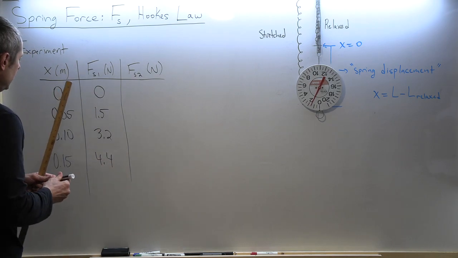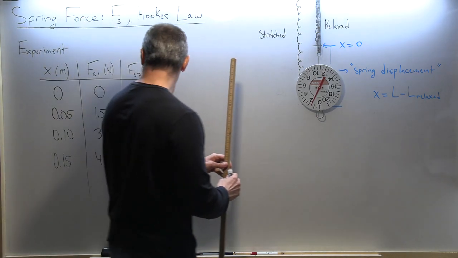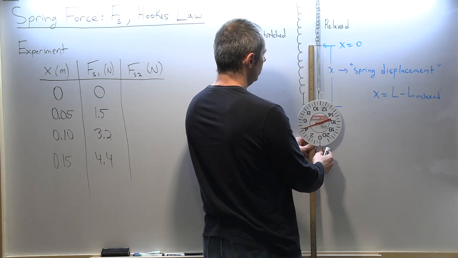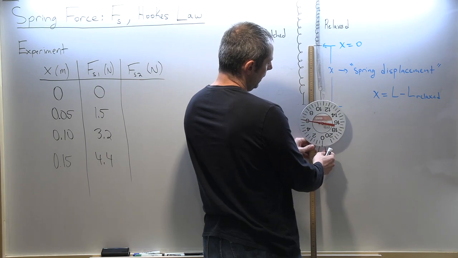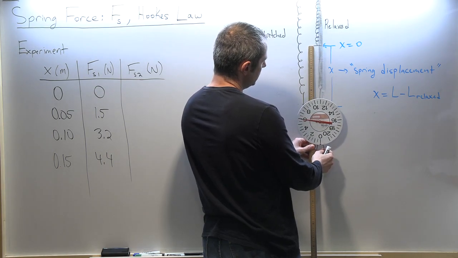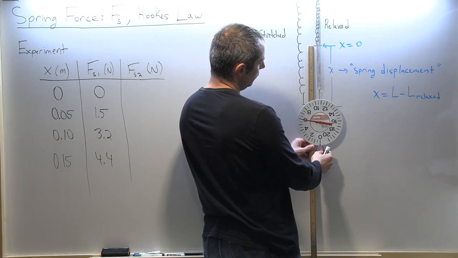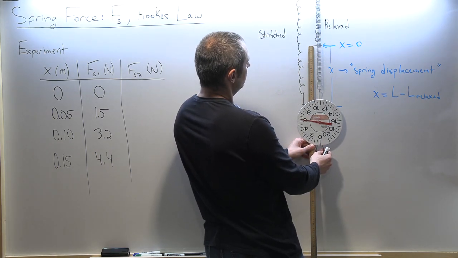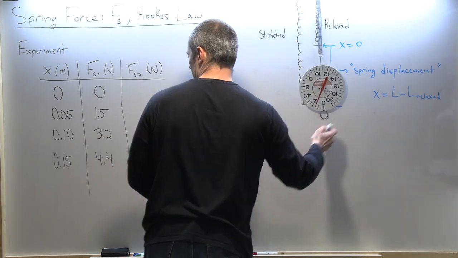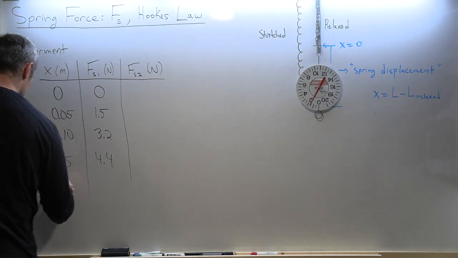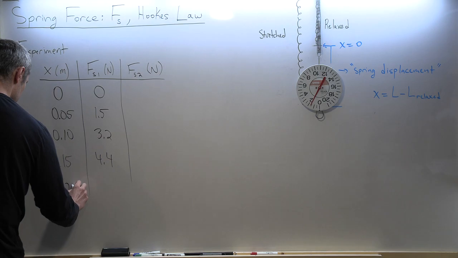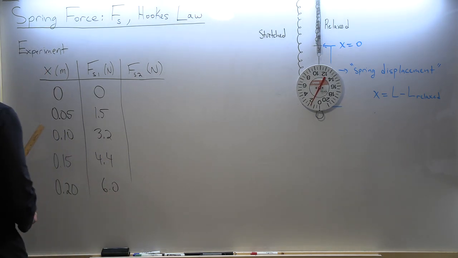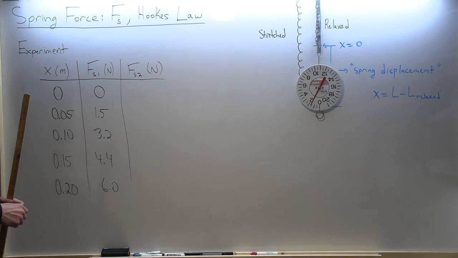So again, it's increasing as we stretch. Now we're going to go to 20 centimeters beyond equilibrium, and I get about, let me shake the friction out of the spring scale, somewhere around a little less than 6, well, looks like about 6. So at 20 centimeters, or 0.2 meters, I get about 6.0, okay?